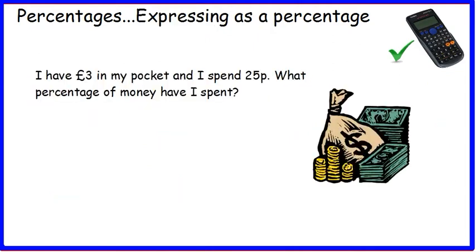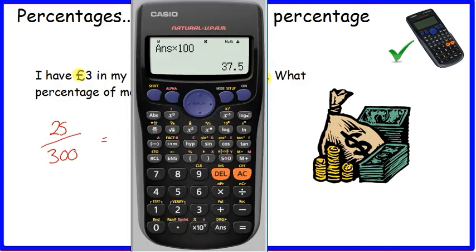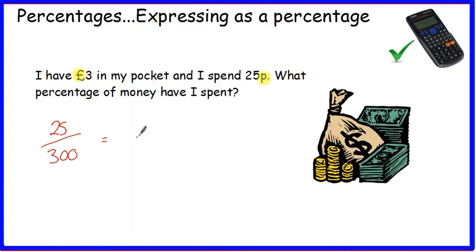I had £3 in my pocket, I spent 25p. What percentage of the money have I spent? So write it as a fraction, it's 25. Now, the problem I have here is I've got different units. I've got a pound there and a penny there. So my fraction has to be in the same units. Now I've got them all together. So it's 25 over 300, which is 0.083. Multiply that by 100. 8.3%. And that recurs.